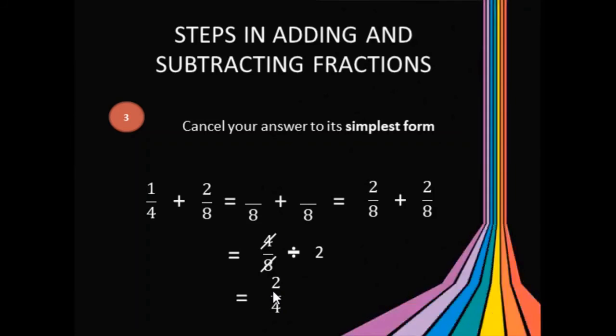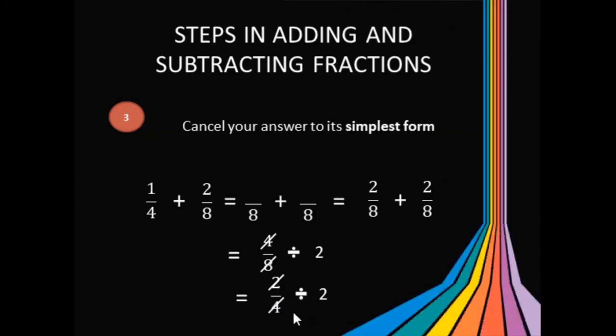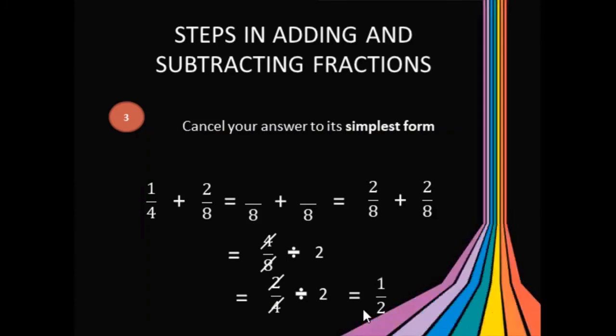Yes, so we cancel it again by 2. There we get 2 divided by 2 is 1. 4 divided by 2 is 2. We get 1/2. So our final answer is 1/2. 1/2 is already in its simplest form. Okay?